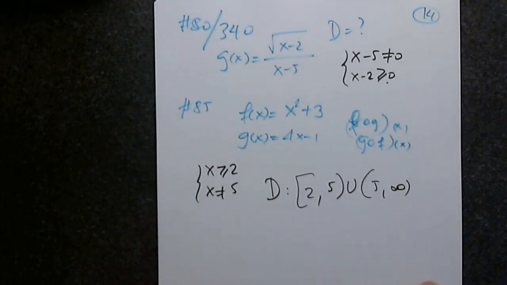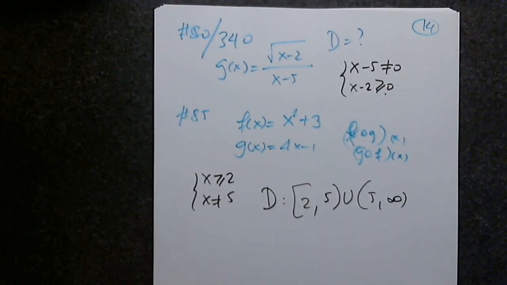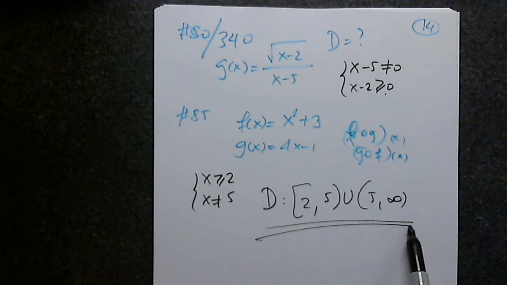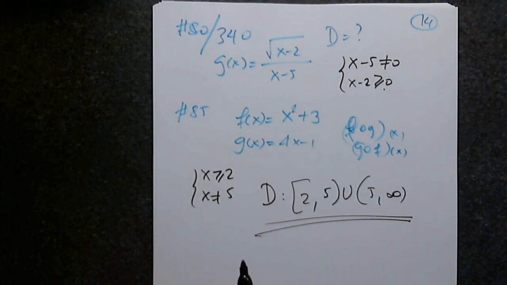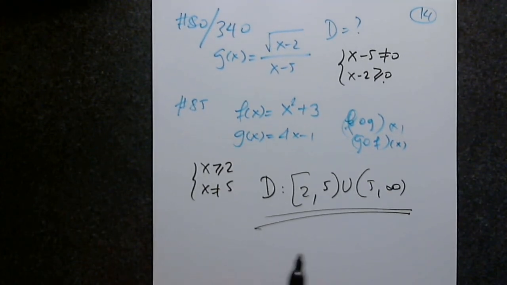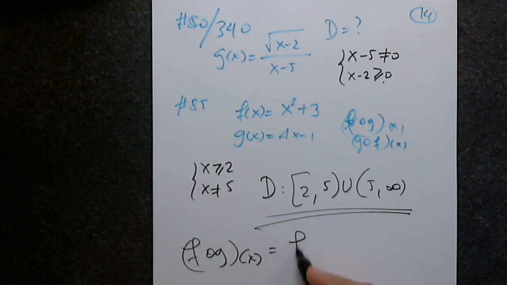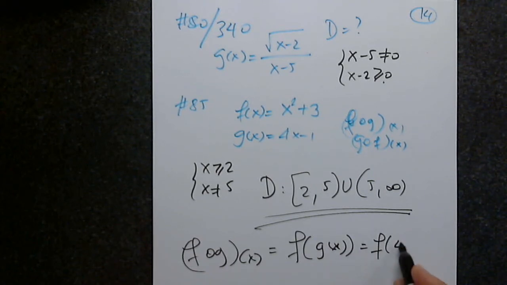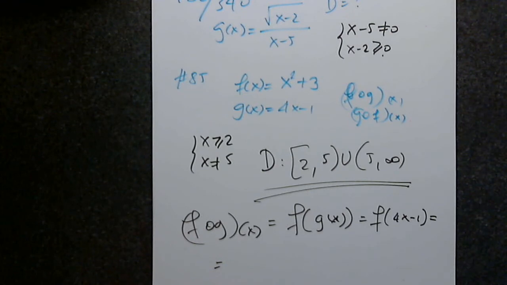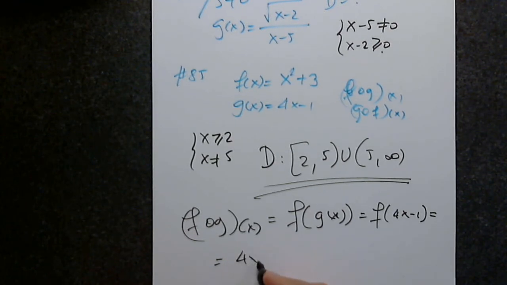So now let's look at f comp g and g comp f. Do we all agree with this? Yes, everyone? Okay, so now we want f comp g of x, which is f of g of x, which is f of 4x minus 1. And now you tell me what to do next. 4x minus 1, all that squared. Excellent. Plus 3. Very good.